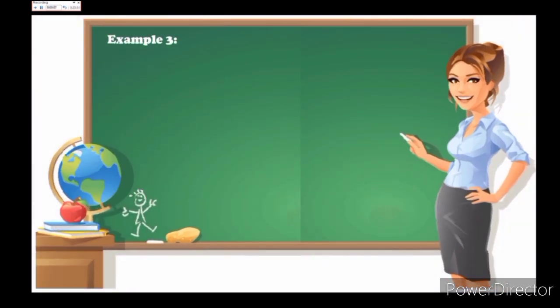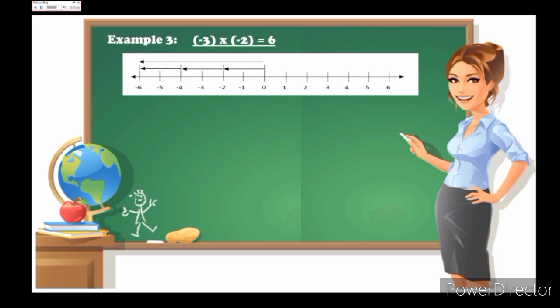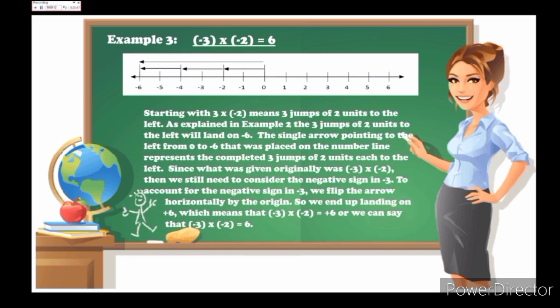Example number 3. Negative 3 times negative 2 is equal to positive 6. Again, let's use a number line. Starting with 3 times negative 2 means 3 jumps of 2 units to the left. As explained in example number 2, the 3 jumps of 2 units to the left will land on negative 6. The single arrow pointing to the left from 0 to negative 6 that was placed on the number line represents the complete 3 jumps of 2 units each to the left.